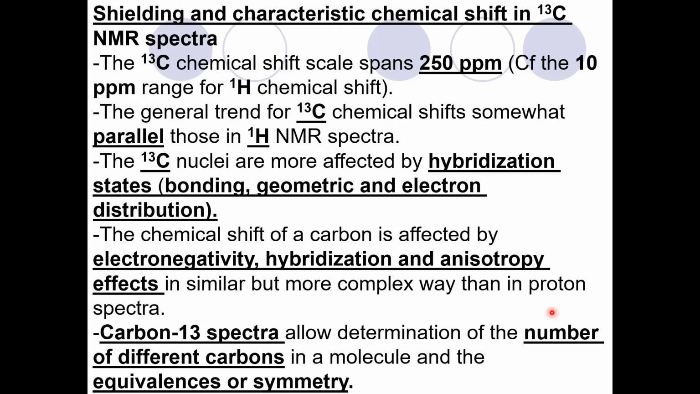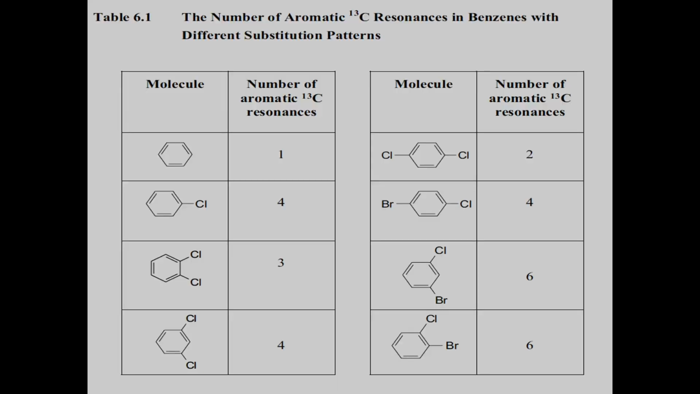For example, in this table here, we can predict the number of signals for each compound. For benzene, you have one line, one signal because of equivalence. All the carbons are equivalent, so one signal will appear. In the case of chlorobenzene, we have 4 signals: ipso carbon, ortho, meta, and para carbon. In dichlorobenzene, we have ipso, ortho, and meta carbons, 3 types, and so on.